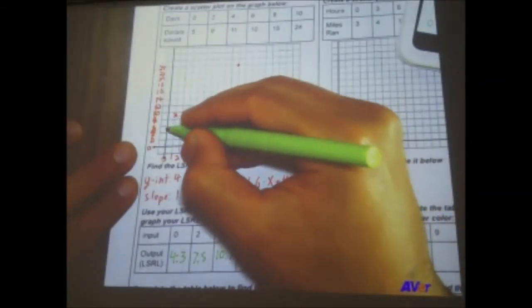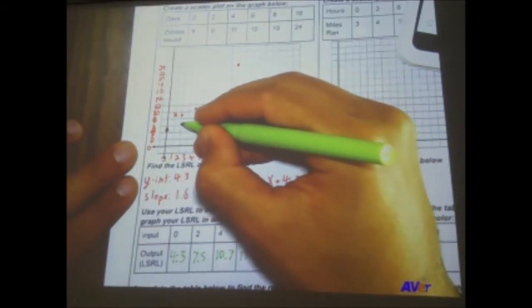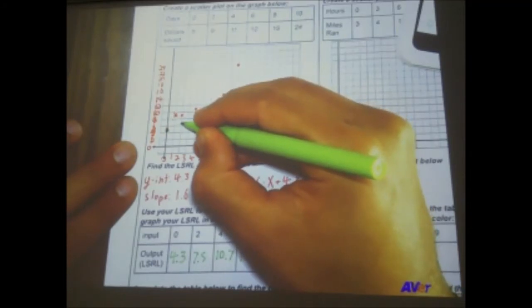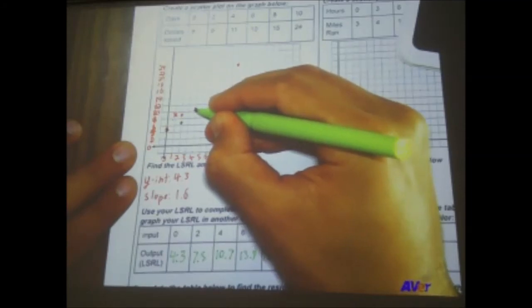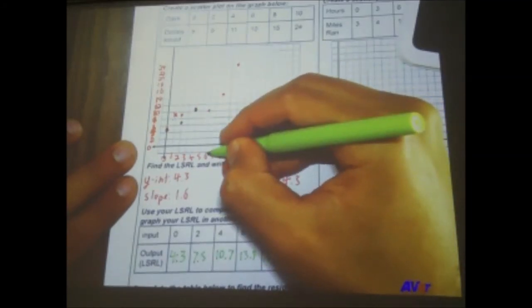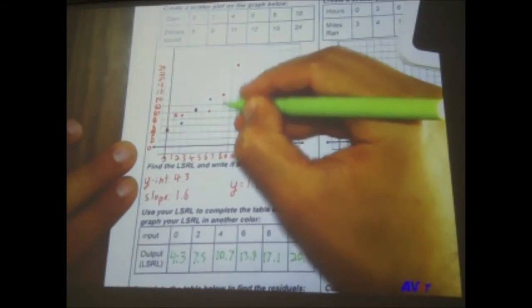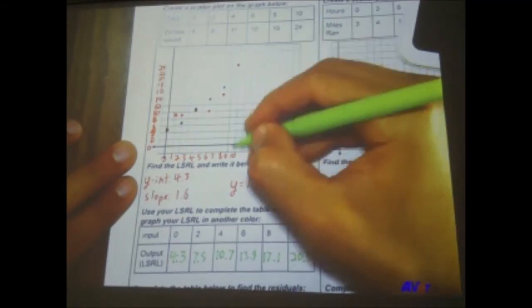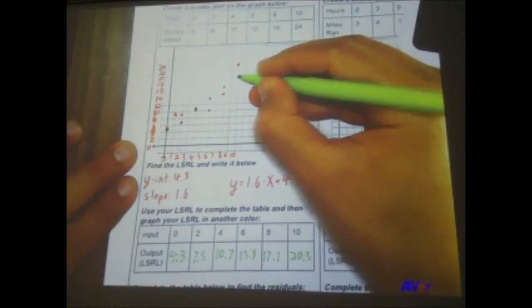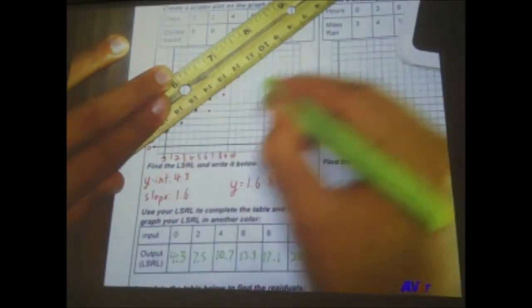So 0, 4.3 is probably about there. 2, 7.5 is probably about right here. 4, 10.7 is about right here. 6, 13.9 is about right here. 8, 17.1, probably going to be about right here. And the last one, 10, 20.3, probably about right there. So we have an almost perfectly straight line. So you connect those points, and that'll give you our graphed LSRL.